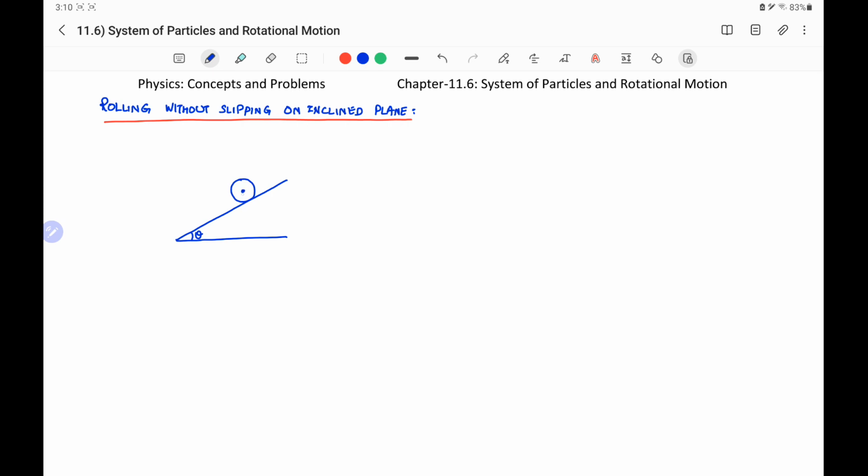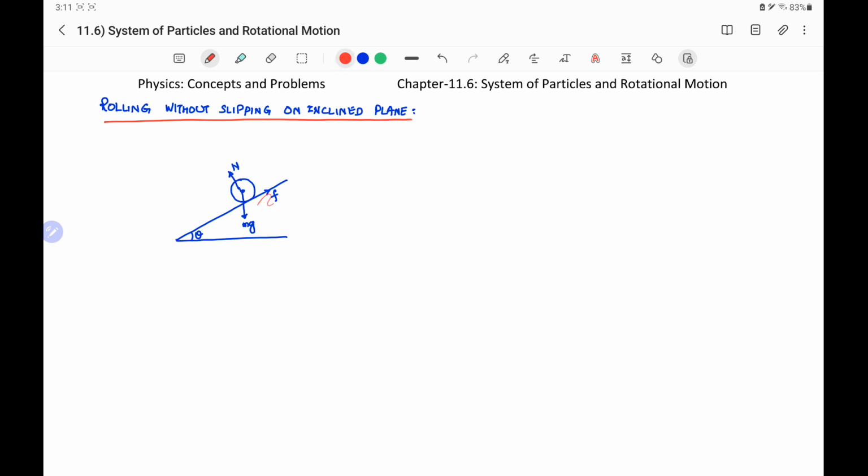First we mark the forces acting on the body. This is the weight mg which is acting downward, and a normal force perpendicular to the plane is N. Because the body is rolling without slipping, a friction force is present which avoids the slipping of the body, and this friction force is acting in the upward direction.